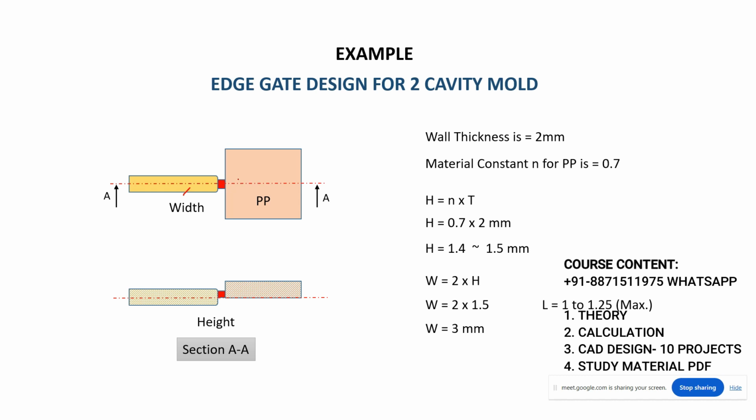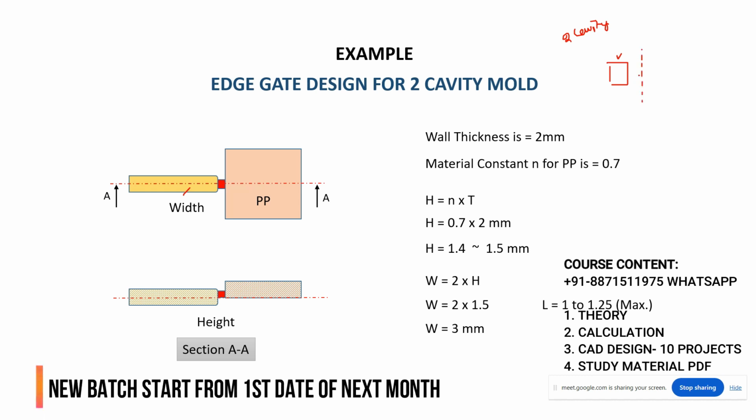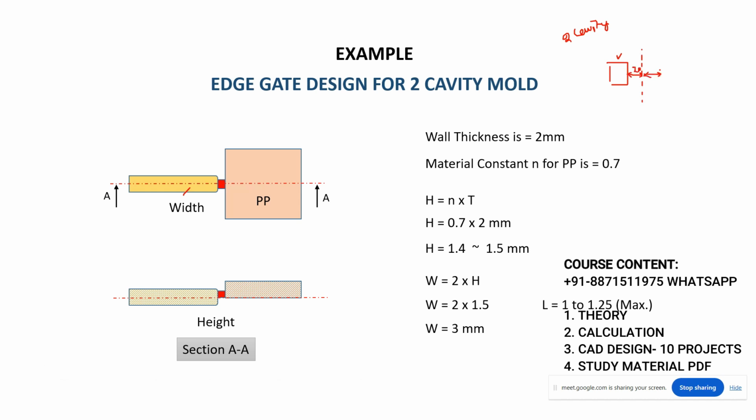Now, if you have one component like this and the customer says, sir, we have to prepare a 2 cavity mold, so you can prepare a multi cavity layout for this component. Tell me, can you prepare it with the edge gating? Yes. For example, this is the center. From this point to this point you have to take 20 mm, and from this point to this point, 20 mm.